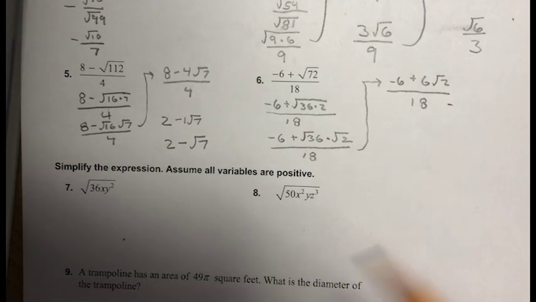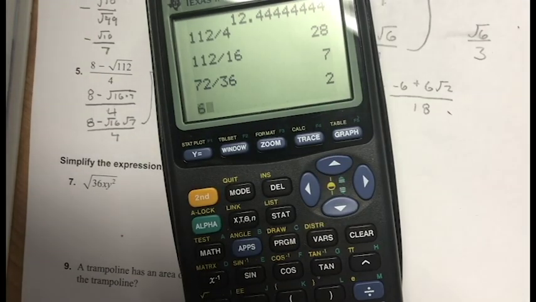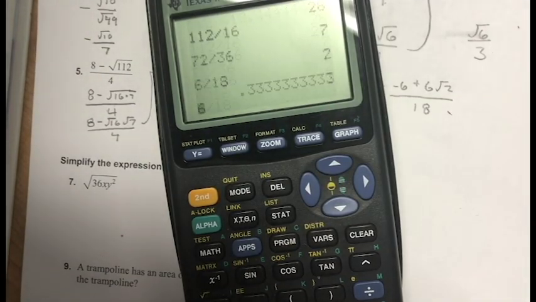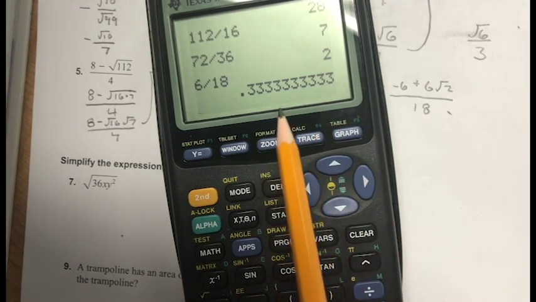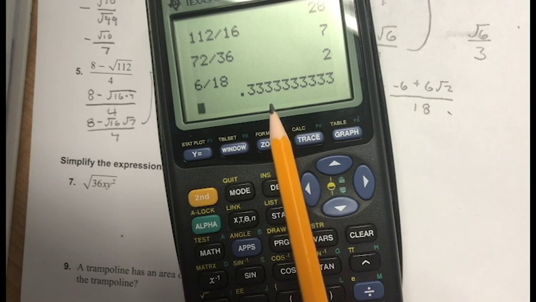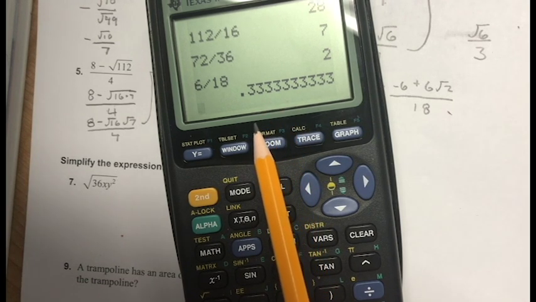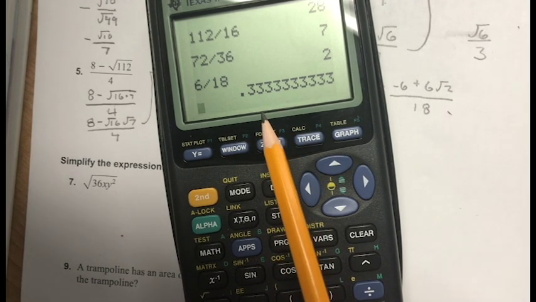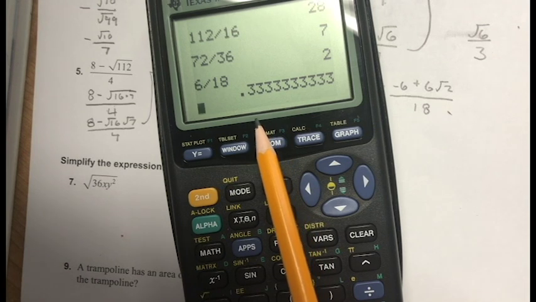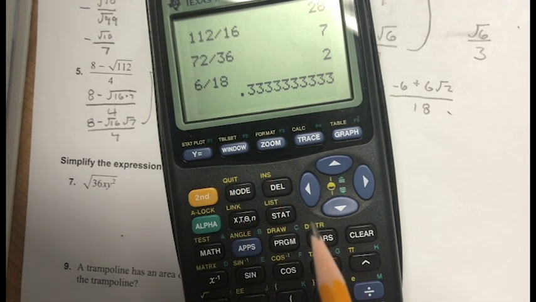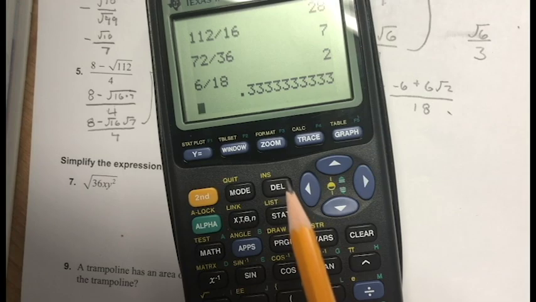Now, you're probably thinking, Mr. Lewis, if I go 6 divided by 18, I'm going to get some weird stuff. And you're exactly right. I get some gobbledygook. But this is some gobbledygook that you should know right off the top of your head, because I told you to memorize it. When you see 0.33333333333 repeating, you should automatically think 1/3.